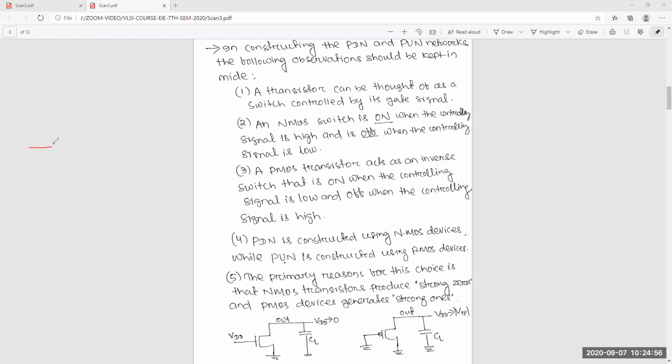Suppose I can say, for an NMOS, this is ground, this is VDD, and this is your output. Initially, suppose it was VDD. Now it will give VDD here, that means high voltage. So what happened? It will act as an open circuit, and come to 0. So what will we do?